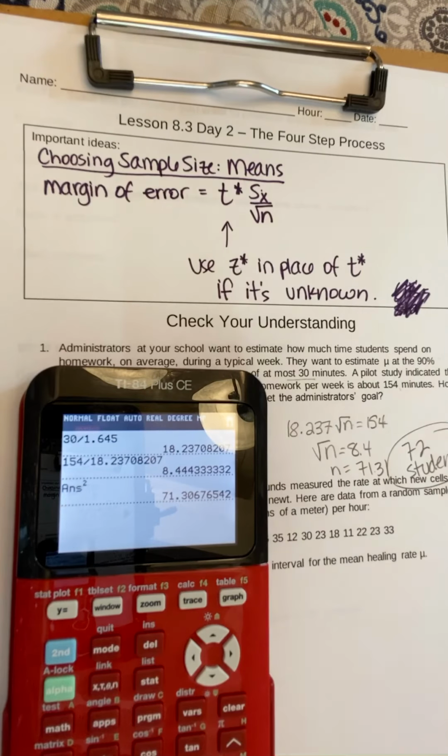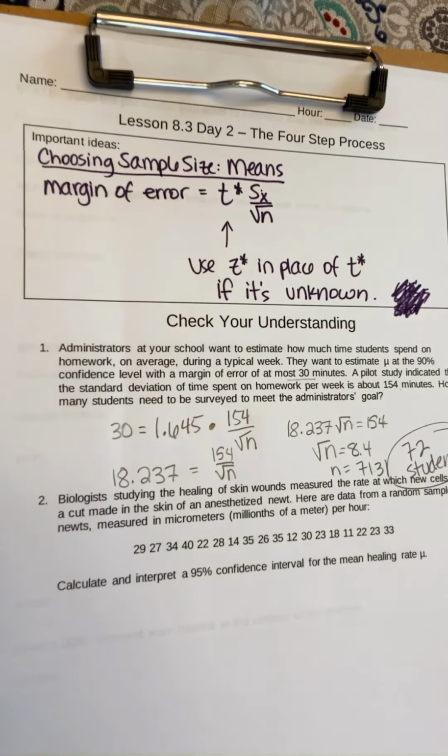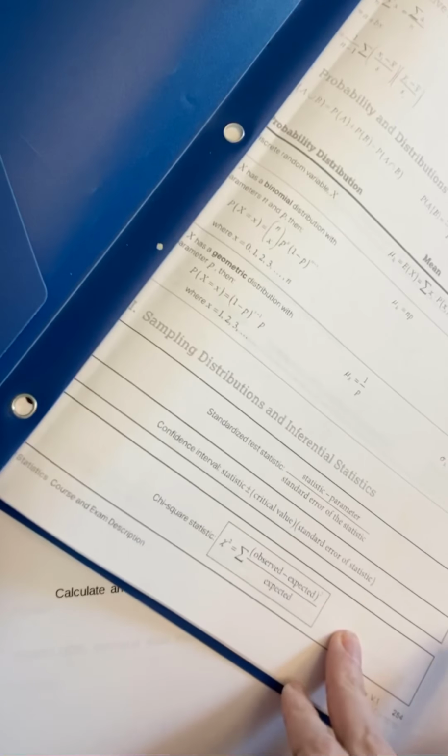Now, one thing I want to show you that I haven't shown you before, and I hope this shows up, is in your formula sheets, there's something really cool. If you turn to your Z table, not your Z table, your T table, table B, go to the very last page.